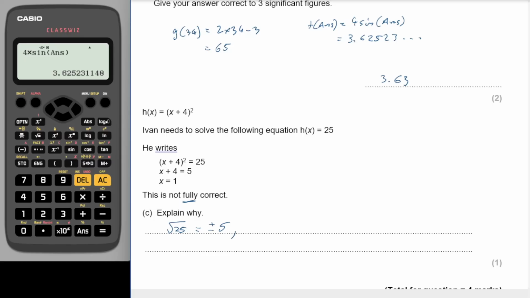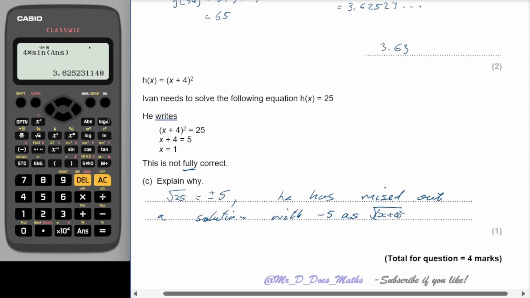So he has missed out a solution with minus 5 as the square root of x plus 4 squared. Technically that's more mathematically correct, but there we go.